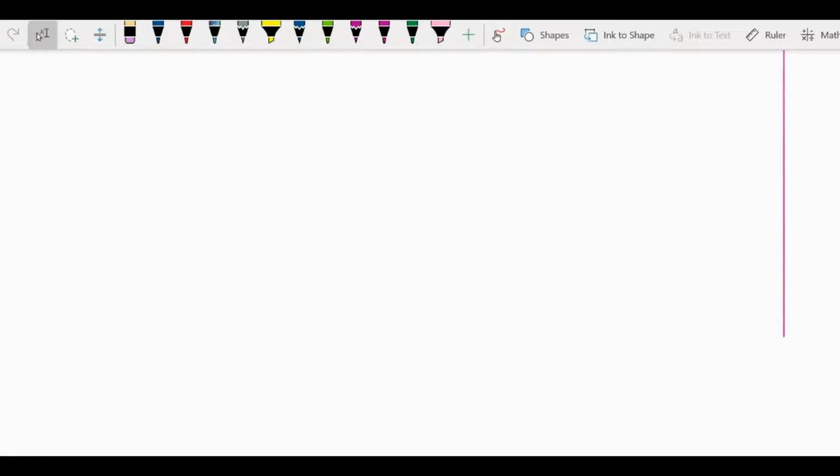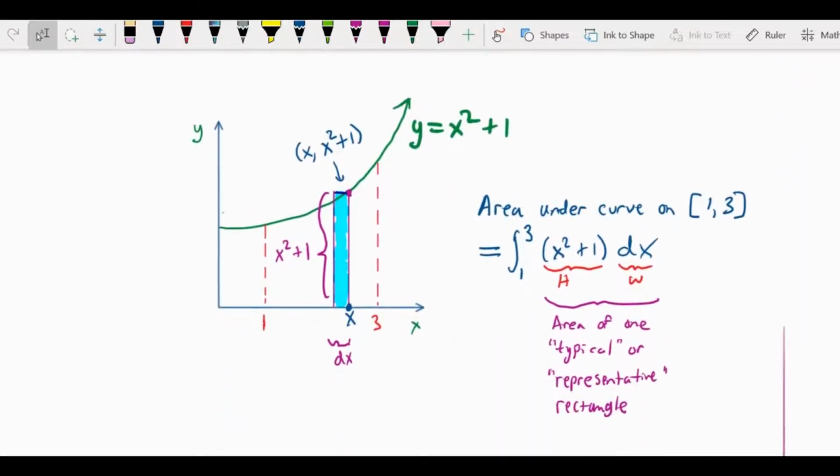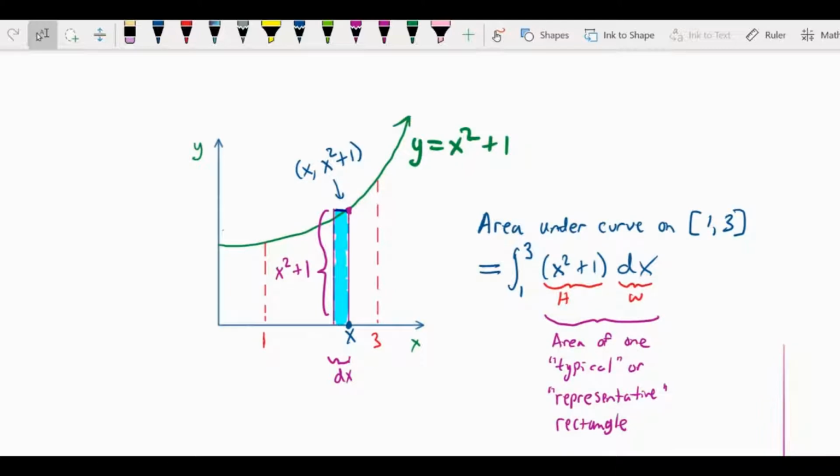So it turns out that thinking about area between curves as just subtracting one region from another is not the most useful way to think about area between curves. There's a much more useful way of thinking about the problem, so let me just show you what it is. Let's go back to the problem of area under curves.